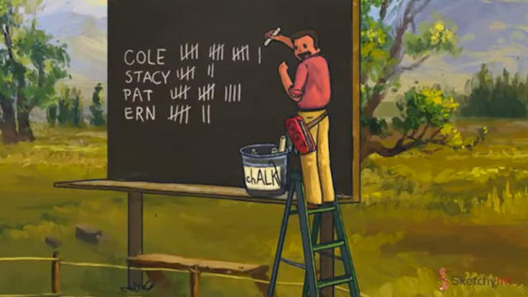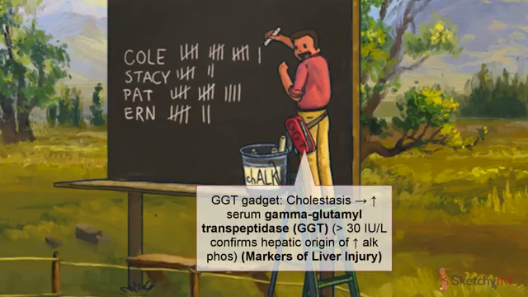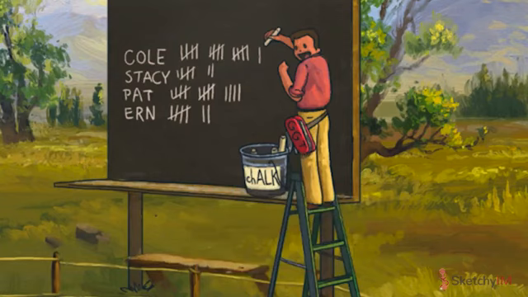The hepatic origin of alkaline phosphatase can be confirmed by measuring the serum level of a second enzyme, gamma-glutamyl transpeptidase, or GGT, symbolized at Sketchy by a GGT gadget knife. GGT is also elevated by cholestasis, and levels usually correlate with those of hepatic alkaline phosphatase. GGT is not elevated in bone disease. That covers the major markers of liver injury and cholestasis.